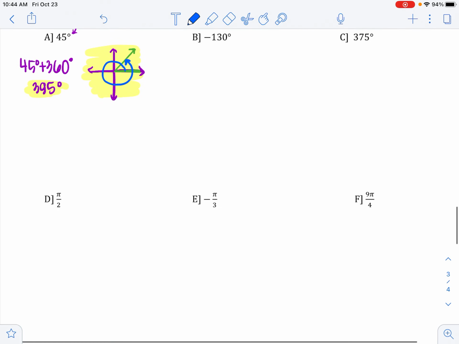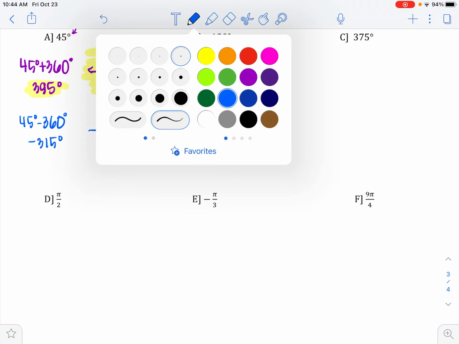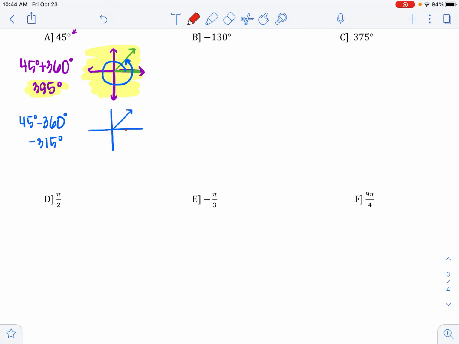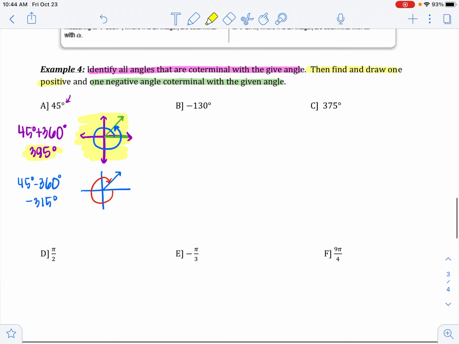All right, now it also says find a negative angle. So I'm going to do 45 degrees minus 360 degrees. So that's going to be negative 315 degrees. And now I'm going to draw that. I already know my terminal side is right here, that 45 degree angle. And now I'm going to show my negative 315. You always start at your positive x-axis, and then you go clockwise until you hit that side. What color did I say I would do that in? Green. So this is my negative angle, and here's my negative angle drawn.